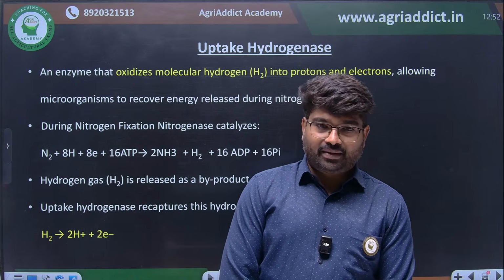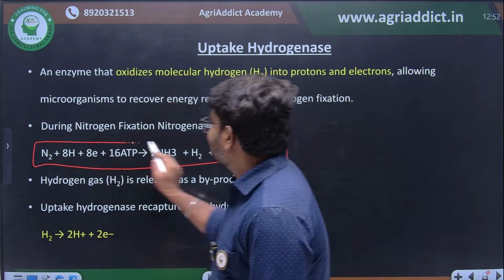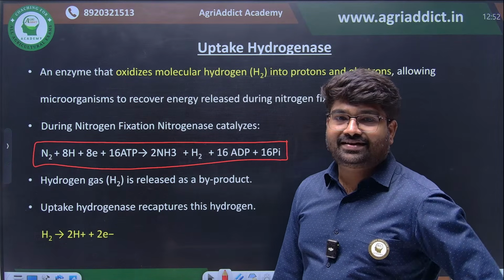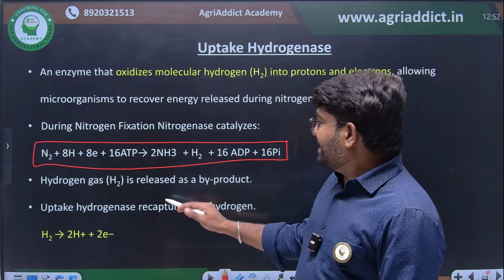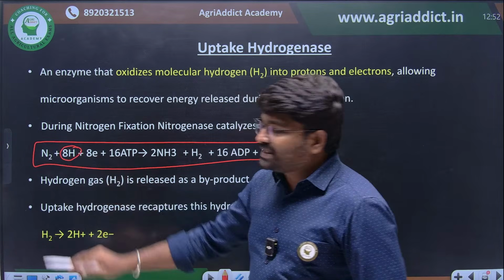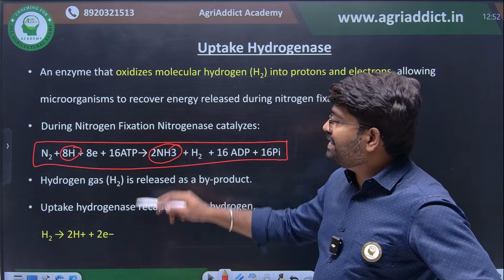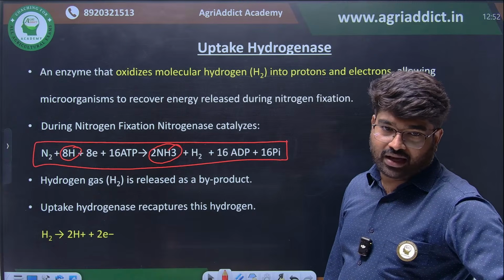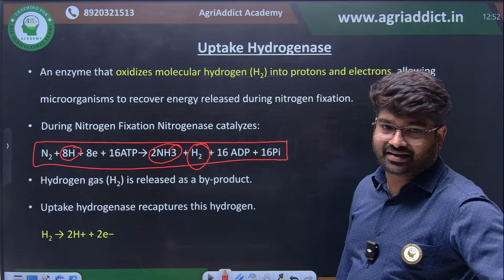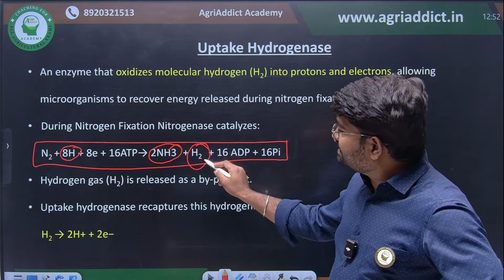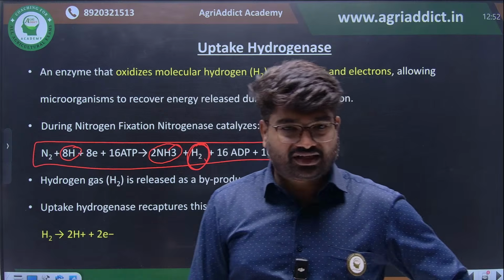Then the last topic of today's lecture. We know this is the overall reaction for converting nitrogen to ammonia in bacterium. If you see here, 8 molecules of H+ will be taken, but only 6 molecules of H+ will be incorporated in ammonia, and 2 molecules of H2 will be released as hydrogen. This hydrogen release is decreasing the efficiency of the nitrogenase enzyme.